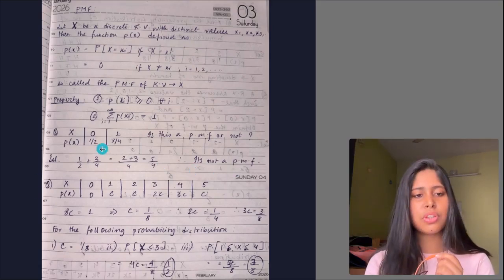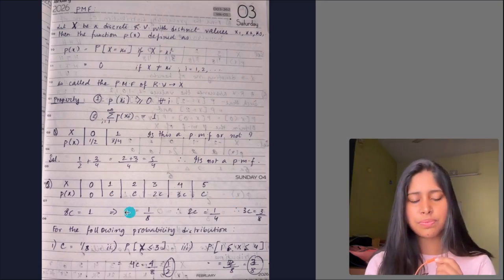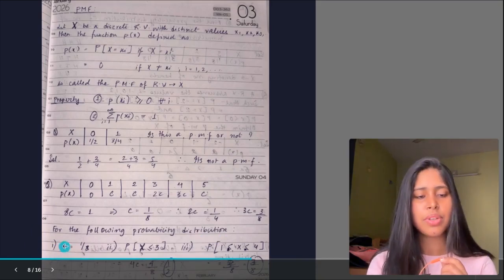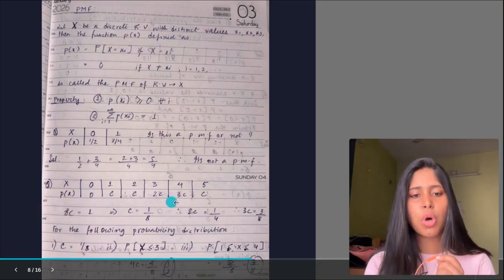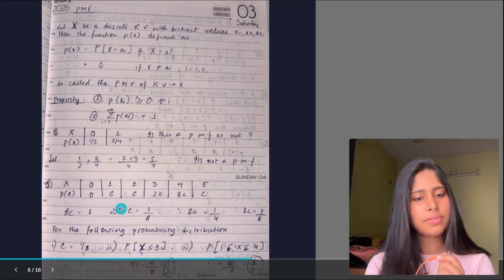Now coming to the next question. Here again the values of x are given as 0, 1, 2, 3, 4, and 5, and the values of px are also given: 0, c, 2c, 3c, and c. Now how will you find the answer? For the following probability distribution, you have to first find c. How will you find c? You will add up all these numbers. 0, c, 2c, 3c plus c all becomes 8c. 8c is equal to 1 from property number 2. So c is equal to 1 by 8. So we got our first answer.